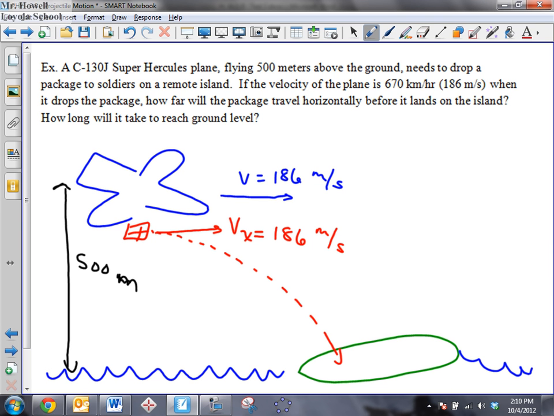So initial velocity and final velocity don't matter for the horizontal? Good. Why not from yesterday? Remember, why from yesterday is there no difference between the initial and the final in the x direction?